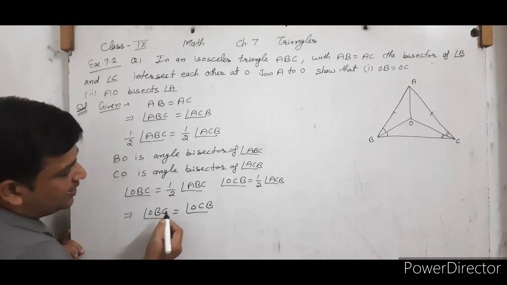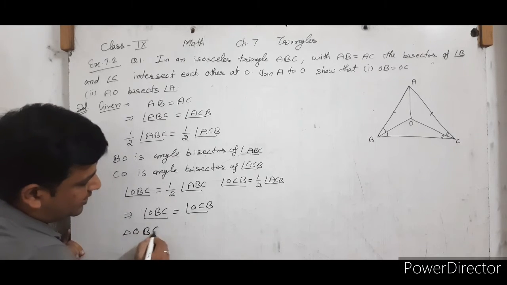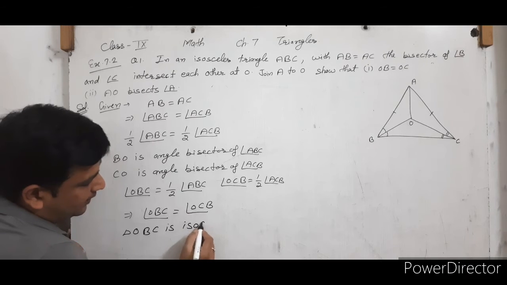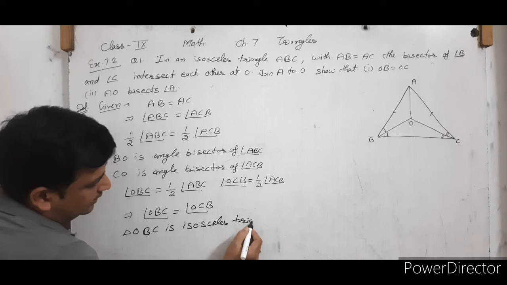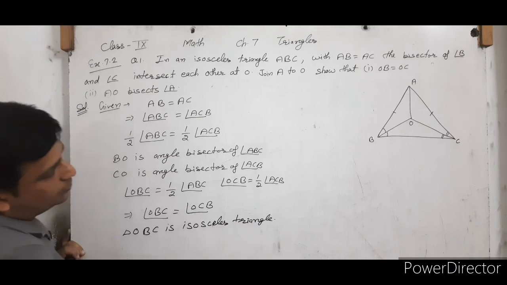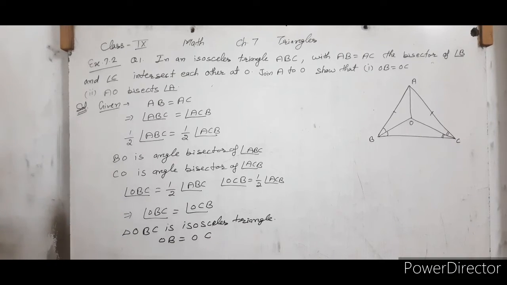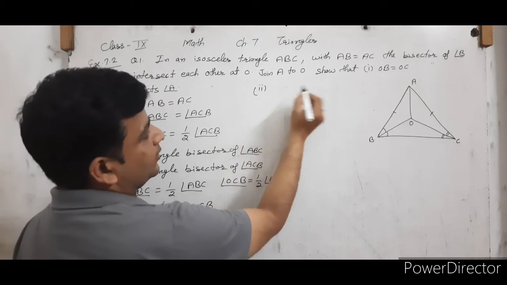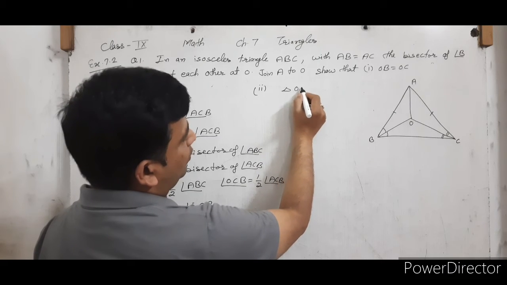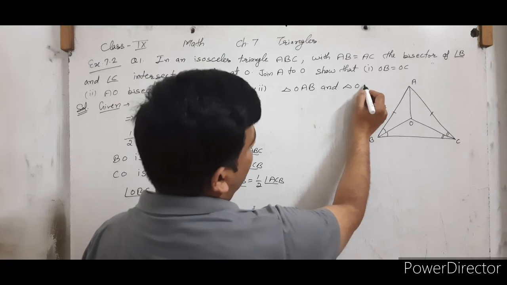And if angles OBC and OCB are equal, that means triangle OBC is an isosceles triangle. And if it is an isosceles triangle, by the property we can write that OB is equal to OC, which is our first part. To prove the second part, we will take triangle OAB and triangle OAC.